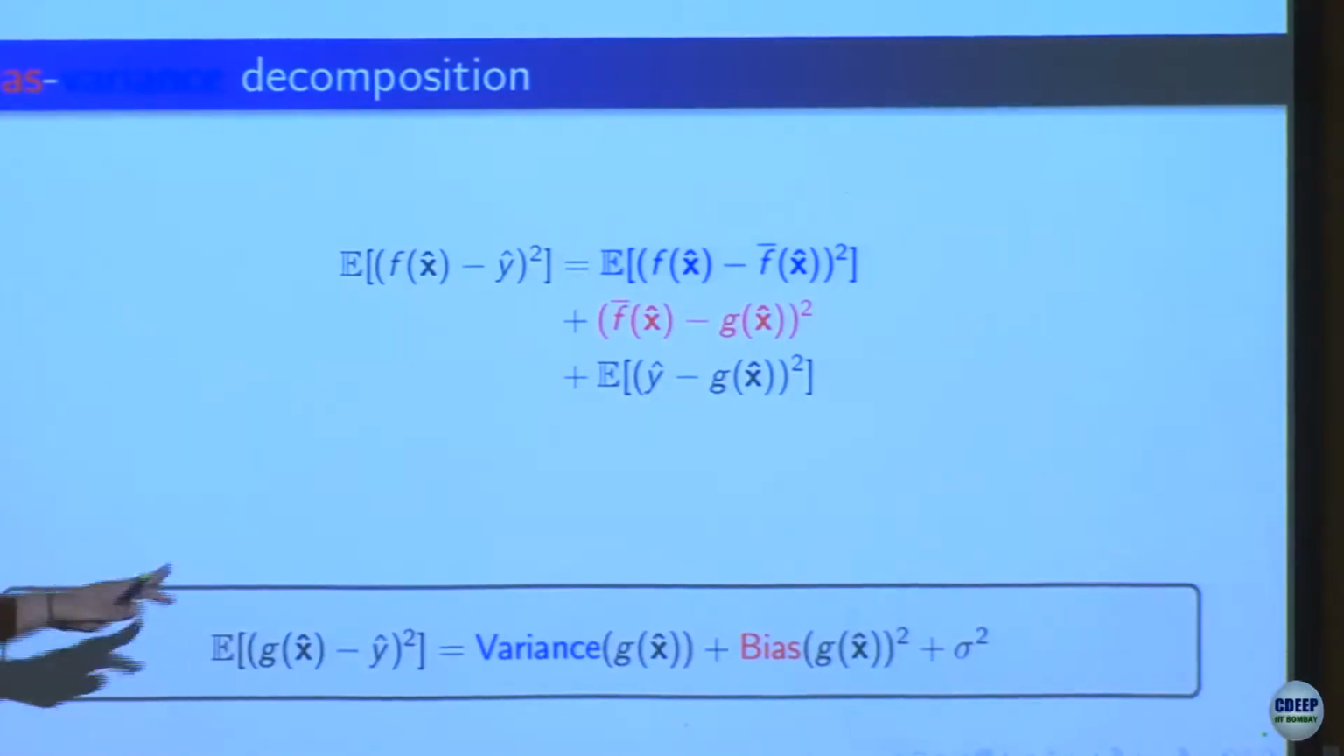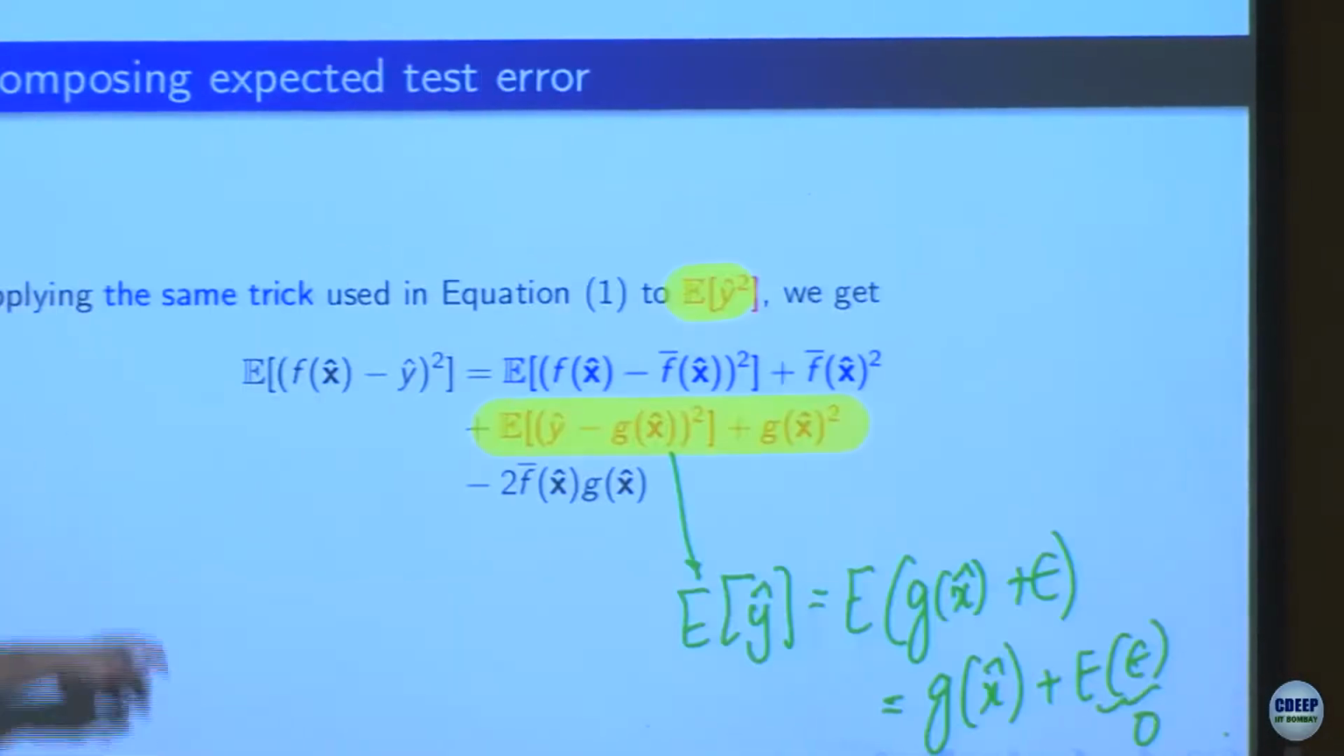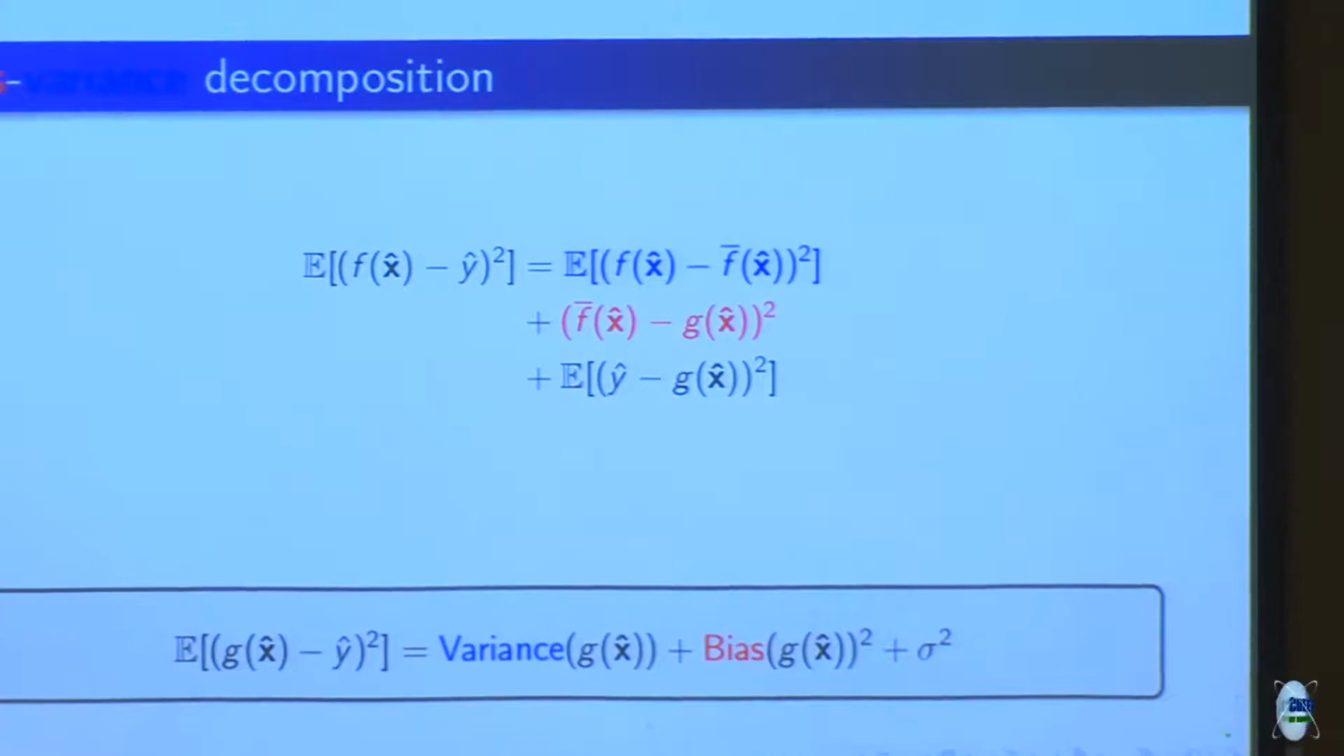So we have these three components. You now need to do a little bit more work to clean up those expressions. You will get exactly this expression, which is the expected value of f of x hat minus f bar x hat, squared. This is what is called the variance: how much the f's vary with respect to their average. How far is the f from g in the average sense.